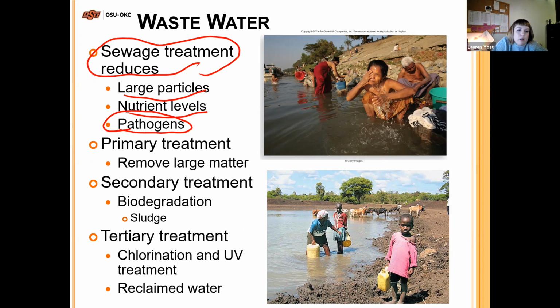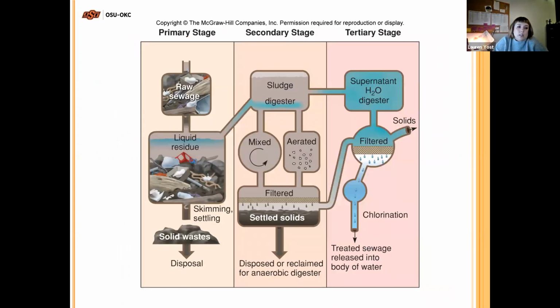Primary treatment includes removing the large matter, the solid pieces. The secondary treatment is biodegradation, which is the biodegradation of creating sludge. Bacteria can actually be added into this to break down the particulate that's in there even more. And then that sludge can be retreated, aerated, whatever. You can retreat it a few times before you have your solids that we can get rid of. Then we have the tertiary treatment, where we have chlorination and UV treatment to kill everything off. And then that leads to reclaimed water that is safer for people to be in and not quite as dangerous as poop water.